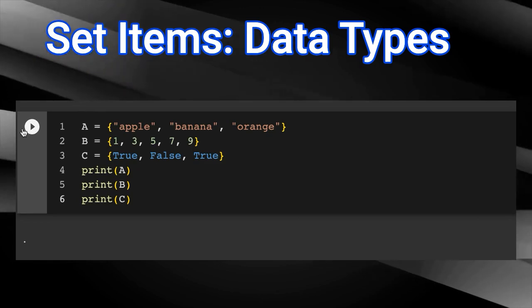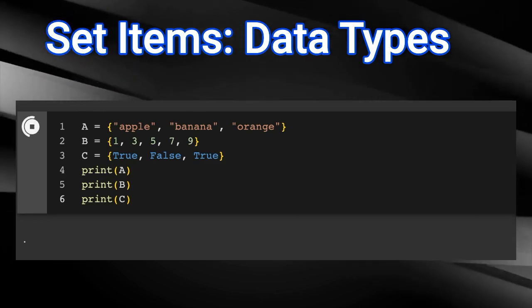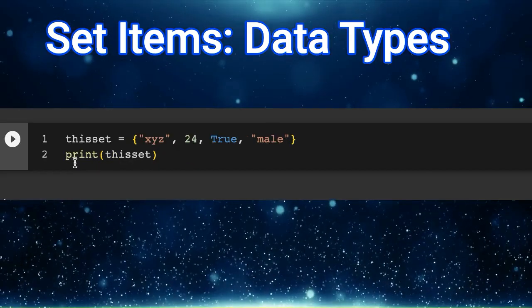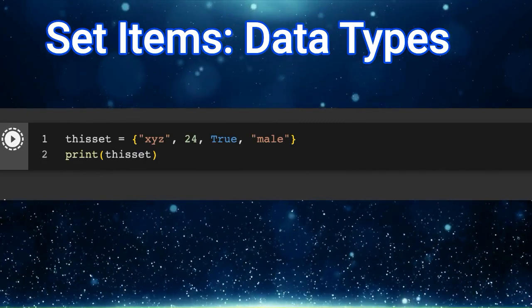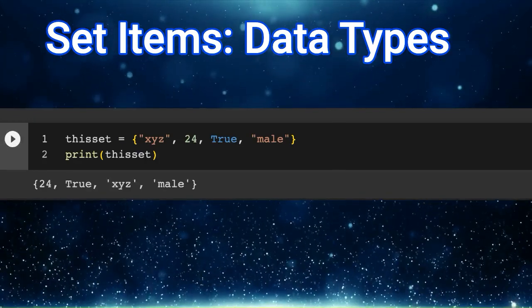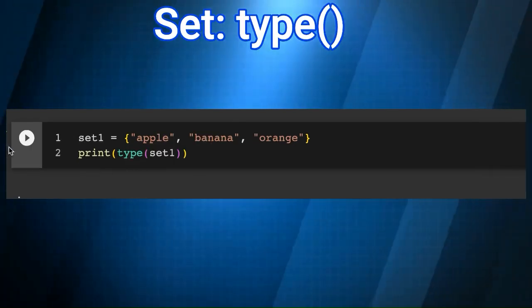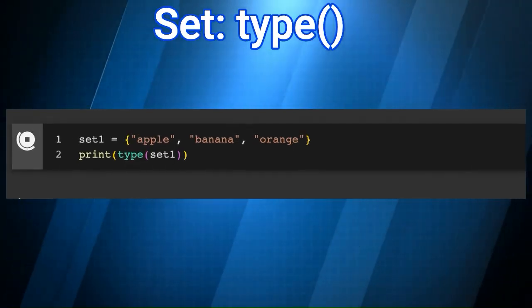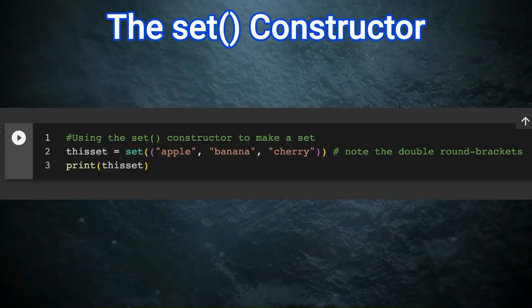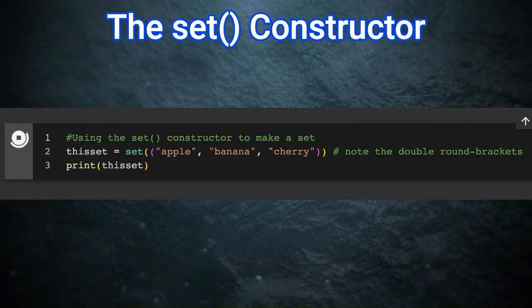Set items can be of any data type: bytes, string, integer, and boolean. The same set can also have items of different data types. For example, this set contains strings, integers, and boolean values. In Python, sets are defined as objects of a class with the data type set. We can also use the set constructor to create a set.